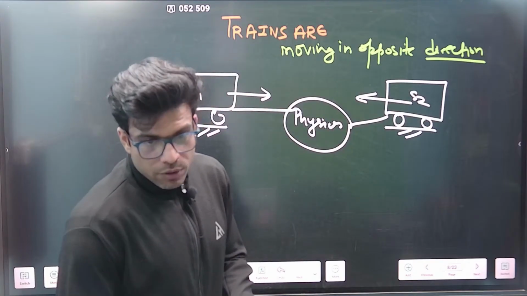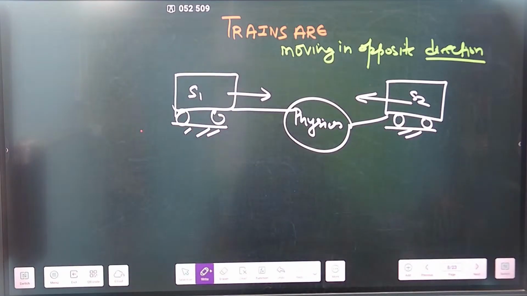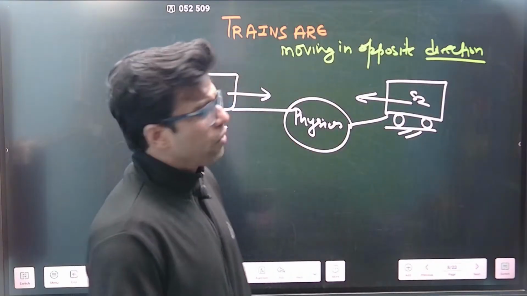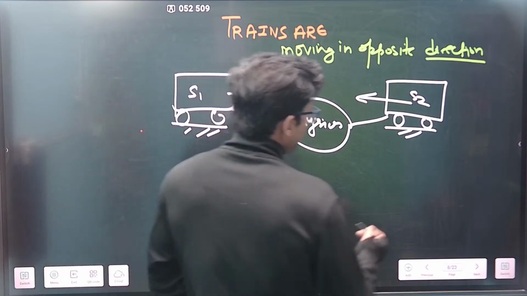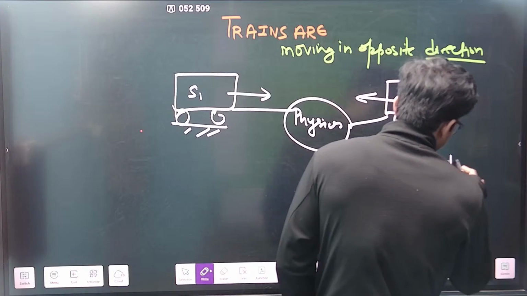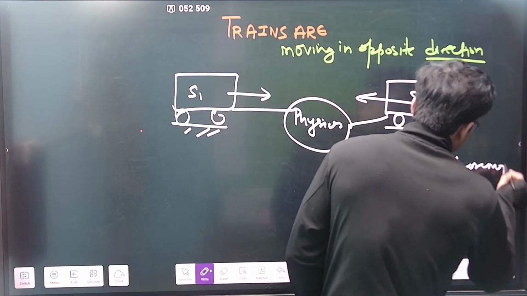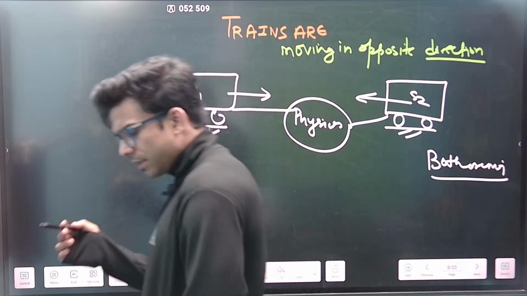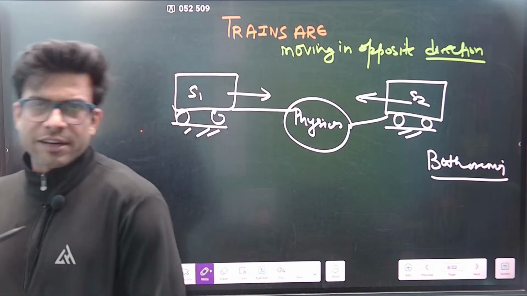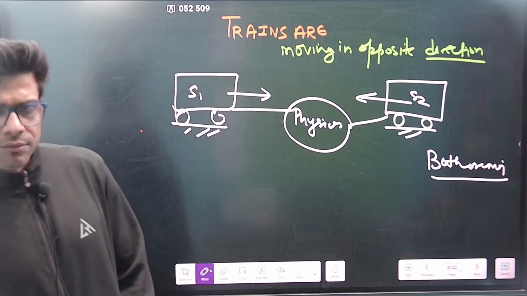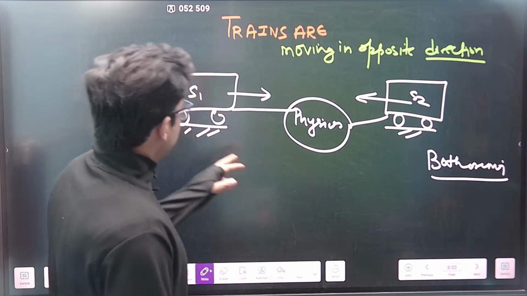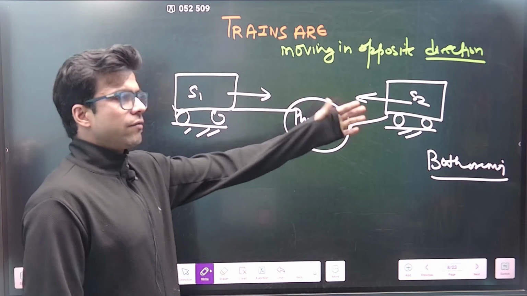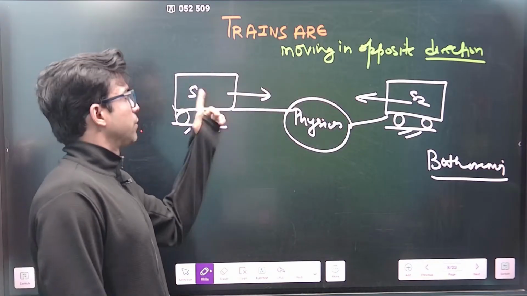Why? Because, yeah, you can assume rest, but no need of assuming rest. I am considering both are moving. Or you can also consider that one is at rest and the other is moving. But no need. Imagine the two scenarios. The answer will not change. With respect to you, this train will move faster than the train in which you are sitting.